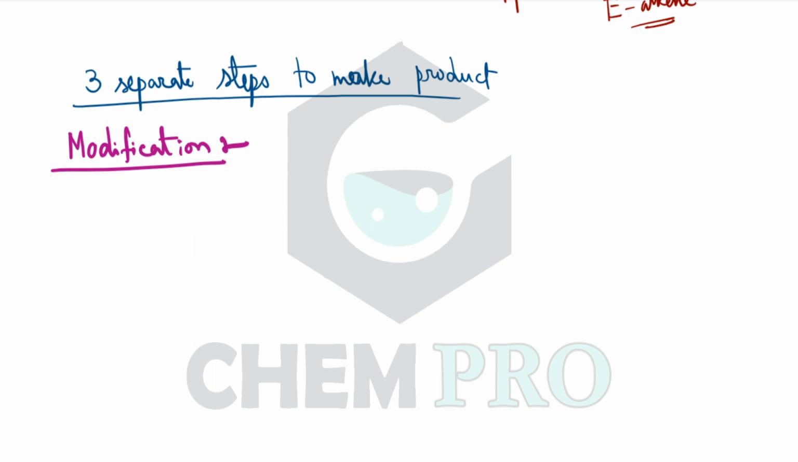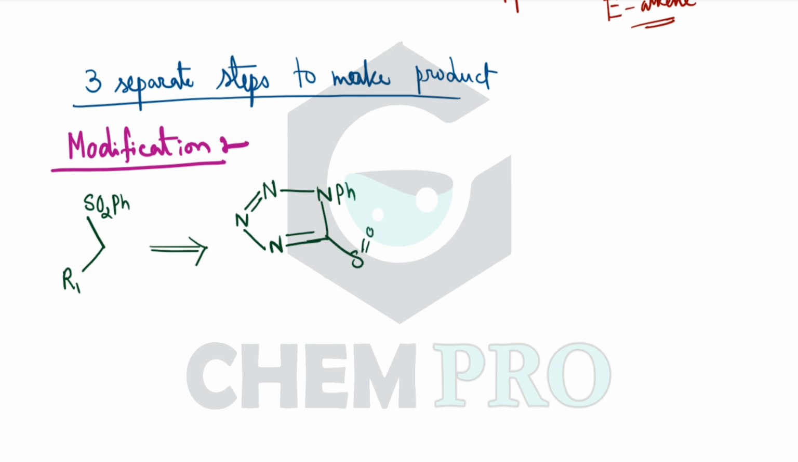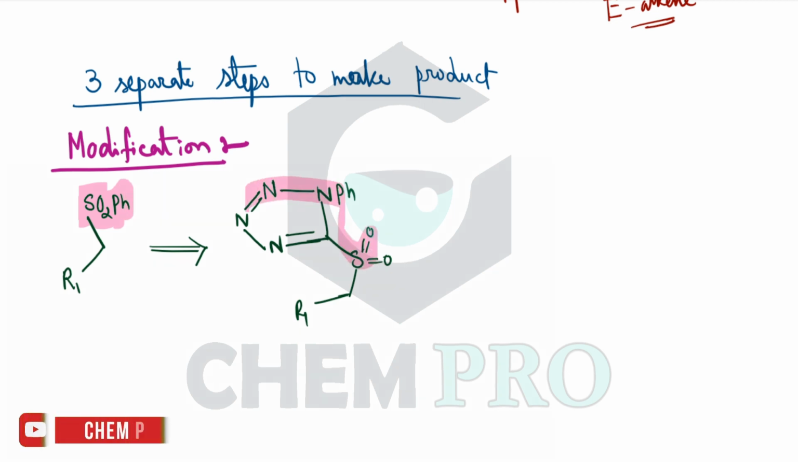The modification is we have to replace the SO2Ph, or the phenyl sulfone part, from this alkyl phenyl sulfone. For that we can use a heterocyclic moiety, that is a tetrazole moiety, or phenyl tetrazole moiety. Here it is a double bond, here a double bond, it is an SO2, and here it is R1. So we can just change the SO2Ph part with this heterocyclic moiety.